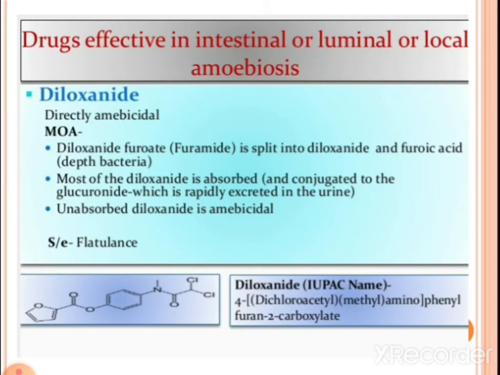So after the breaking of diloxanide furoate, it converts into diloxanide and furoic acid. Further, this diloxanide goes into an absorbed form and an unabsorbed form. The absorbed form is excreted as a metabolite in the urine, and the unabsorbed form shows the amoebicidal activity. So this is the basic mechanism of action of diloxanide.